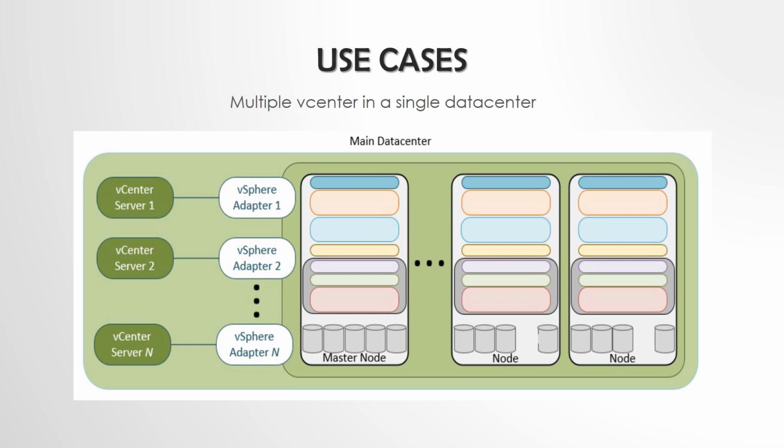Now we are going to see different deployment examples. So the first one is that I have multiple vCenters in a single data center. In that case, I'm going to deploy my vROps cluster in that data center only. And for each of the vCenter servers, I'm going to deploy a separate adapter for each of them.